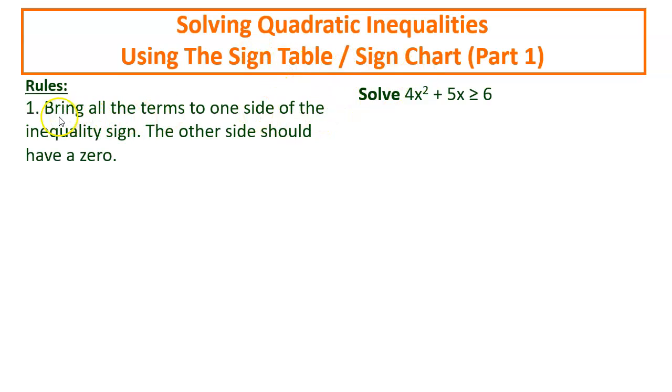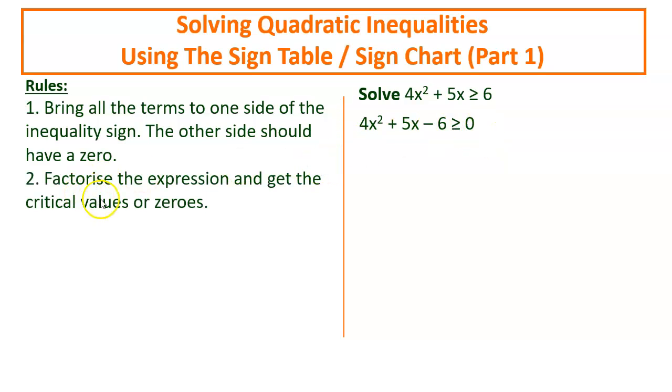Now coming to the rules. The first rule says bring all the terms to one side of the inequality sign. The other side should have a 0. The left hand side is having 4x squared plus 5x and the right hand side is having a 6. So we bring the 6 to the left hand side. So it is 4x squared plus 5x minus 6 is greater than or equal to 0.